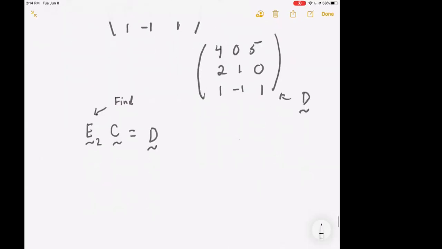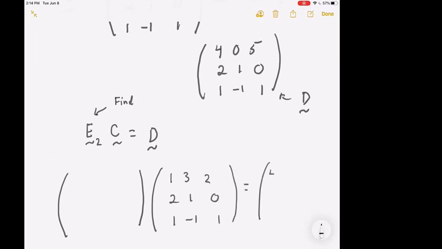So again, sorry, E sub 2 is going to be a matrix of order 3. C is a matrix of order 3. Here's what it is, explicitly. And D is our desired matrix, which again is of order 3, 3 rows and 3 columns. So the question is, what is this new matrix, which we'll call E sub 2? What's this elementary matrix such that when you left multiply matrix C by E sub 2, you get the matrix D?